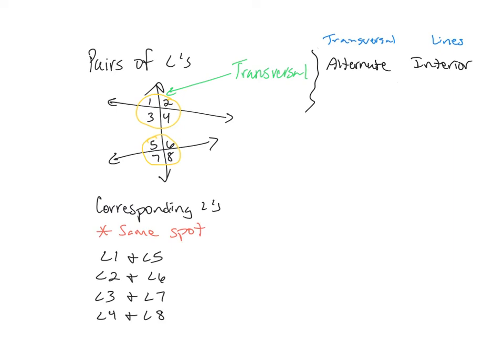So for alternate interior, we'd have angle 3 and angle 6. Okay, angle 3 is on the left side of the transversal, angle 6 is on the right side of the transversal. Interior, they're on the inside of the lines. Okay, so I'd also have angle 4 and angle 5. 4's on the right, 5's on the left, they're on the inside.